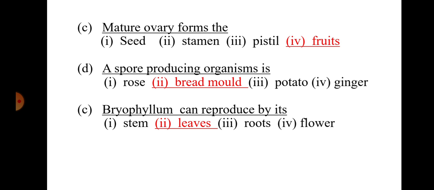Okay. Then E, Bryophyllum can reproduce by its: first one, stem; second one, leaves; third one, roots; fourth one, flower. Bryophyllum can reproduce by its leaves. That is the right answer.